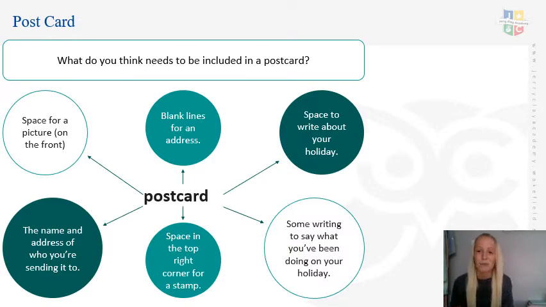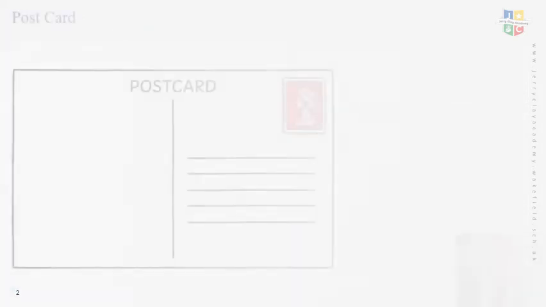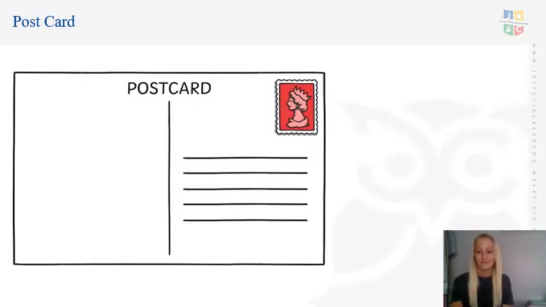So let's have a look at what a postcard looks like. So here is our postcard. So this is the back of the postcard where you would do your writing. You can see the stamp in the top right corner and the lines where you would write the address of who you are sending it to.